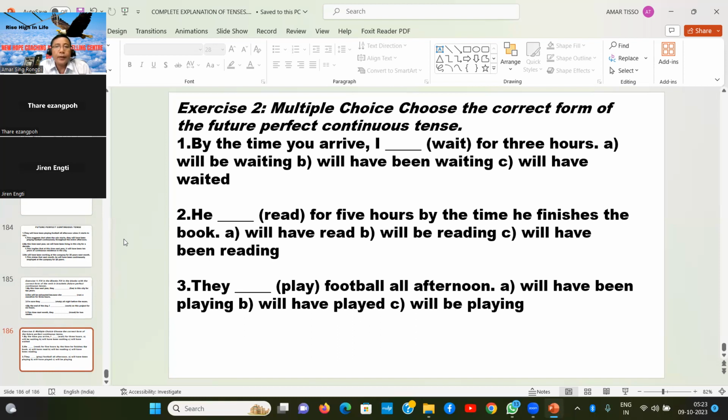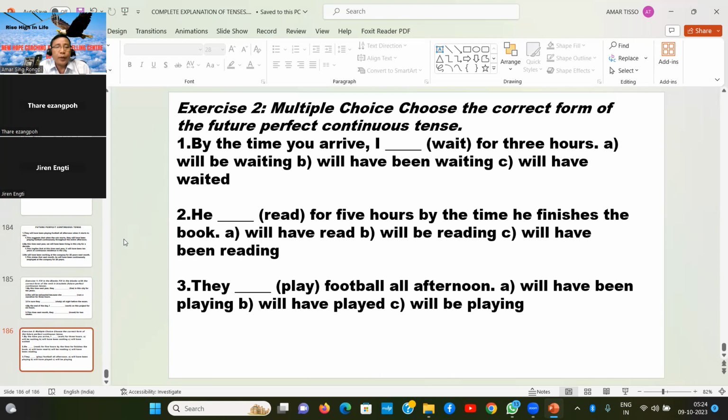A. Will have been waiting. Yes. By the time you arrive, I will have been waiting for 3 hours. Number 2. Will have been reading. That's option C. C should be the correct option.